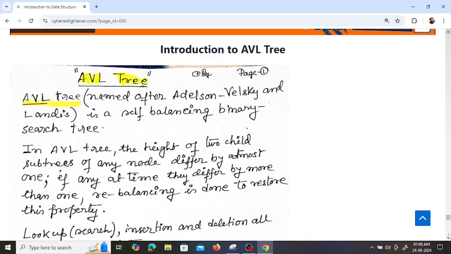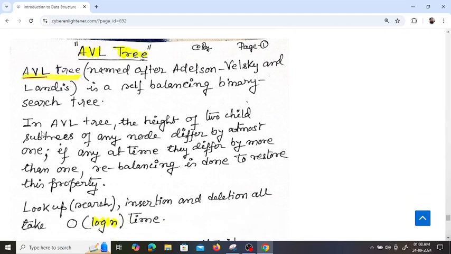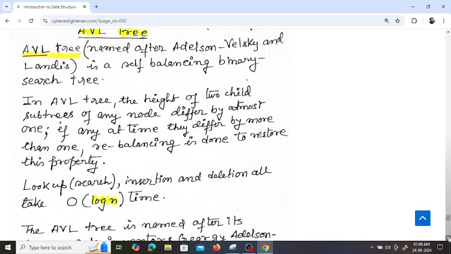In the AVL tree, the heights of the two child subtrees of any node differ by at most one. If at any time they differ by more than one, then rebalancing will happen. Rebalancing is done to restore the property of the AVL tree.